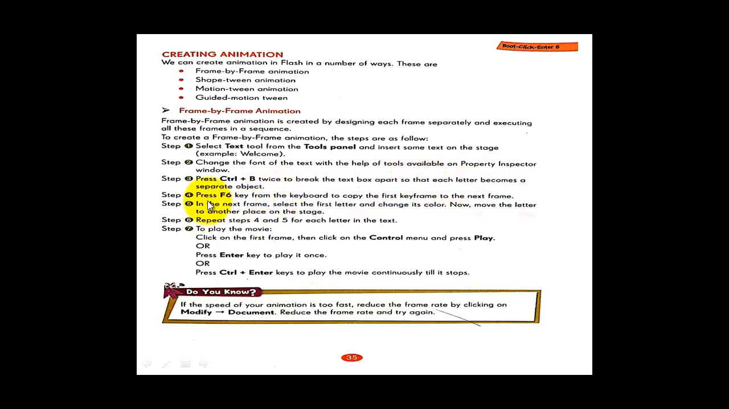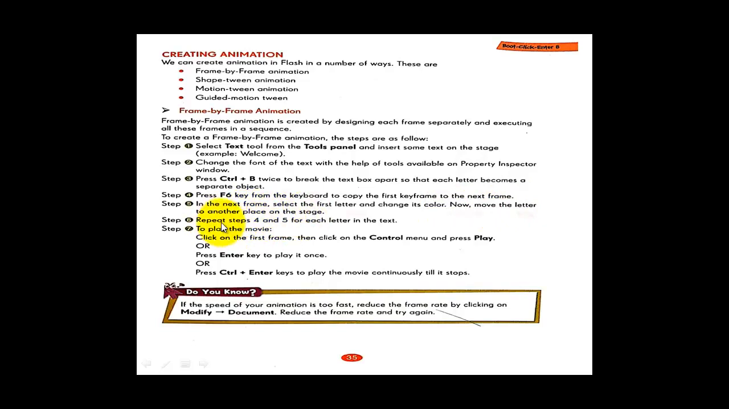Then press the F6 key from the keyboard to copy the first keyframe to the next frame. These shortcut keys you have to remember. Then in the next frame, select the first letter and change its color. It's very easy to change the color. Now move the letter to another place on the stage.